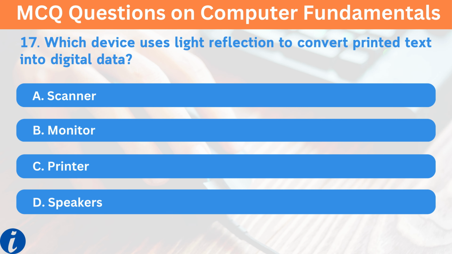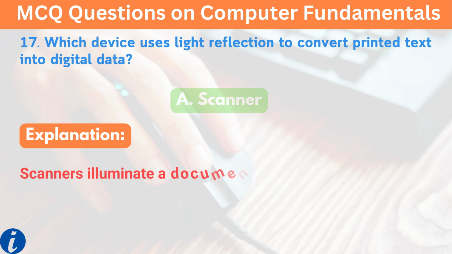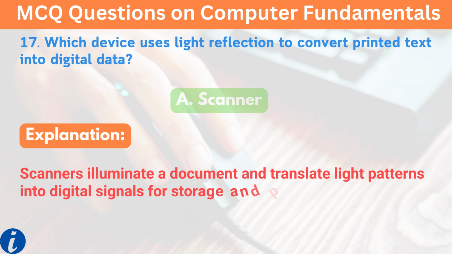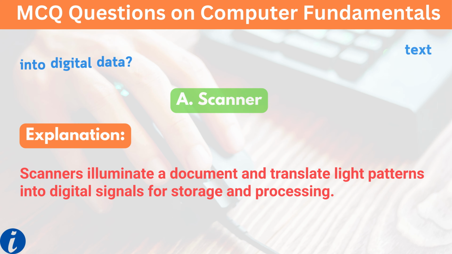17. Which device uses light reflection to convert printed text into digital data? A. Scanner. B. Monitor. C. Printer. D. Speakers. The correct answer is A. Scanner. Explanation: scanners illuminate a document and translate light patterns into digital signals for storage and processing.